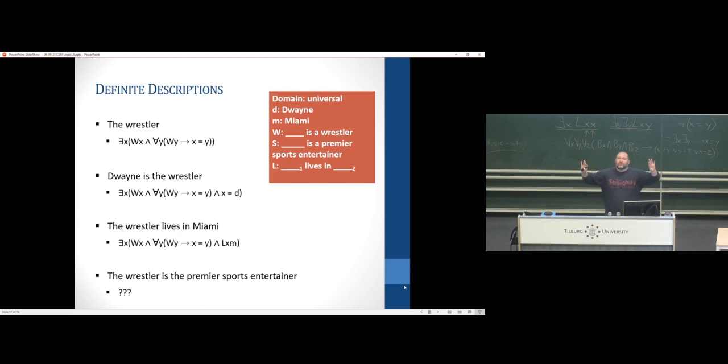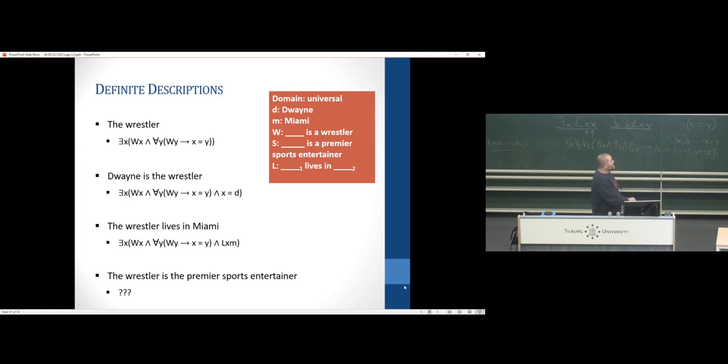Does everyone see that before we go on? Do we get that, right? So we can take the wrestler, and we can take the premier sports entertainer, right? Which is going to have the same structure, just instead of W, it's going to have S. And now we want to say that they are what? What do we want to say about the two? They are the same thing, right? And how do we say they're the same thing? What's our tool for saying that? Identity, right? Identity, the equal sign.